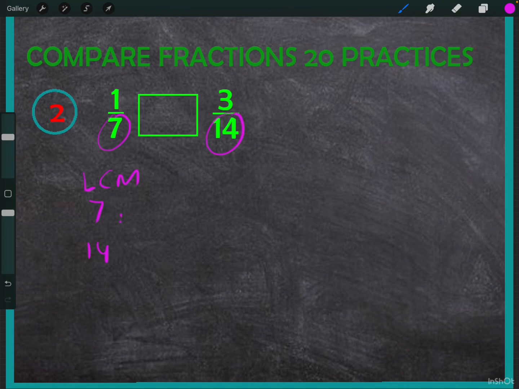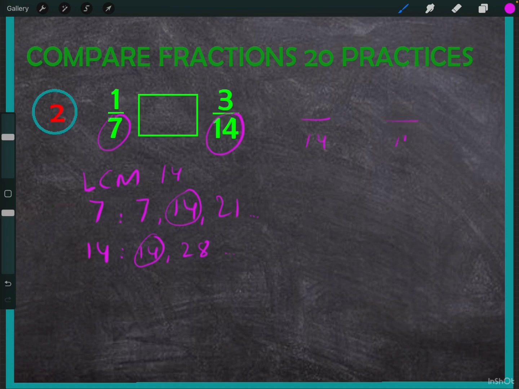Now we will find some multiples for number 7. 7 times 1 is 7, 7 times 2 is 14, 7 times 3 is 21, etc. For number 14, we will find the multiples. 14 times 1 is 14, 14 times 2 is 28, etc. We see that 14, common to both 7 and 14, is the least common multiple of 7 and 14. So the LCM is 14.